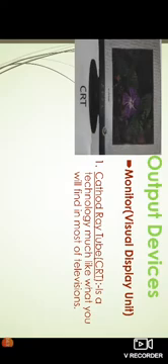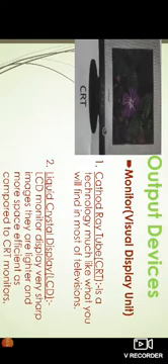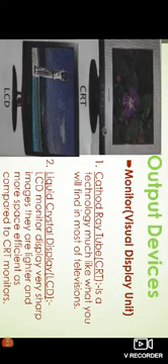Monitors can be broadly classified into two types. First is CRT. CRT means cathode ray tube. This technology is much like what you will find in most televisions. The second type is LCD. LCD means liquid crystal display. These monitors display very sharp images. They are lighter and more space efficient as compared to CRT monitors. These monitors are also output devices.